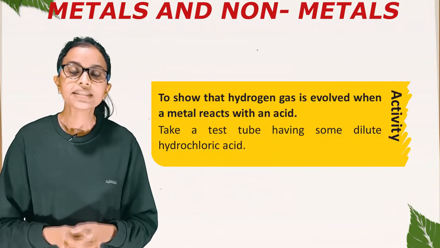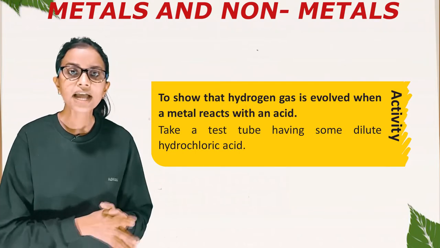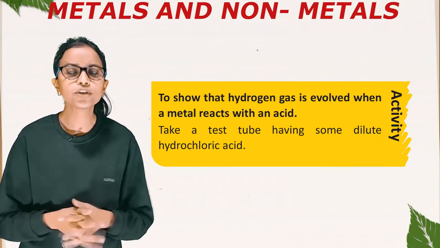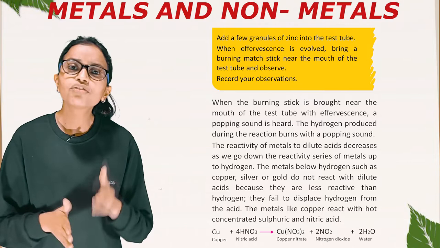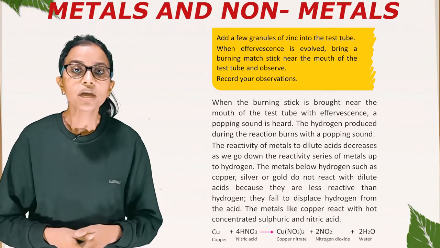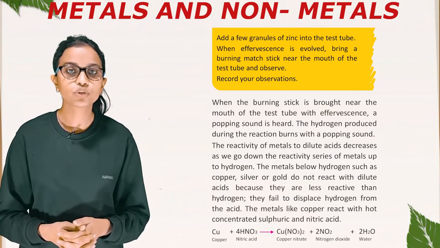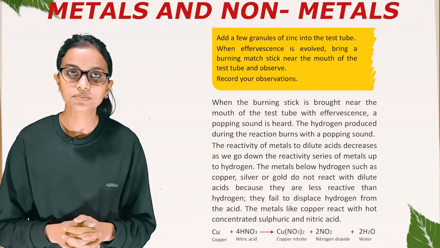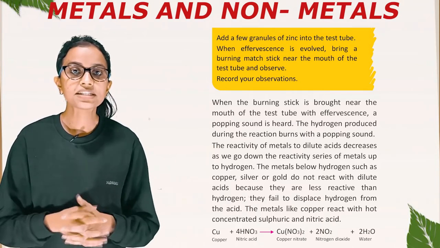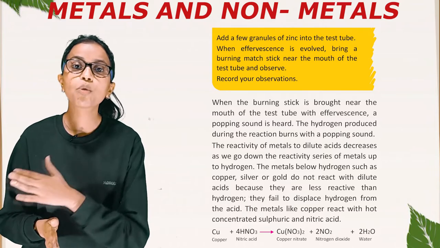Now, there is another activity to show that hydrogen gas is evolved when a metal reacts with an acid. For this, take a test tube having some dilute hydrochloric acid. Add a few granules of zinc into the test tube. When effervescence is evolved, bring a burning matchstick near the mouth of the test tube and observe. Record your observations. A popping sound is heard. The hydrogen produced during the reaction burns with a popping sound.